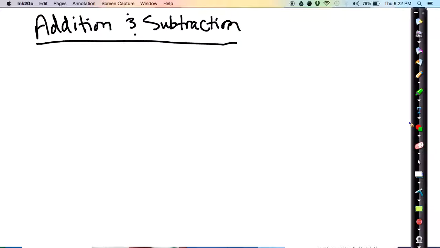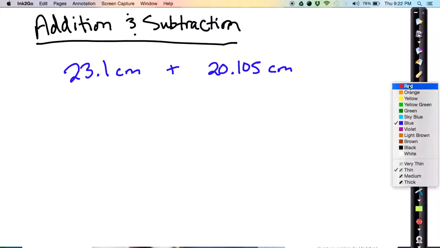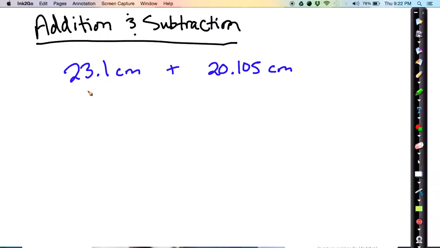So let's start with a simple example. Let's say we're trying to add two length measurements. We have 23.1 centimeters and we have 20.105 centimeters. So first, let's take a look at the number of significant figures in each of these measurements.